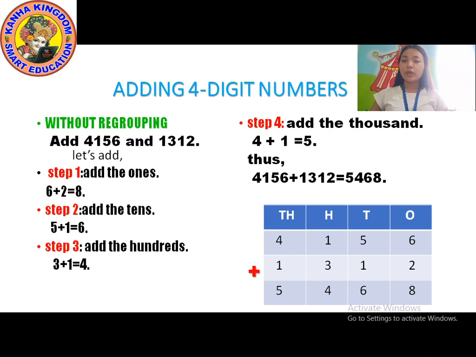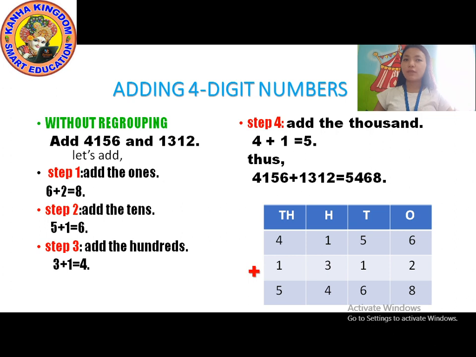So we have to add 3 and 1. While adding 3 and 1, 3 plus 1 equals 4, right? So we got the sum of the hundreds as 4. So write 4 in the hundreds column.